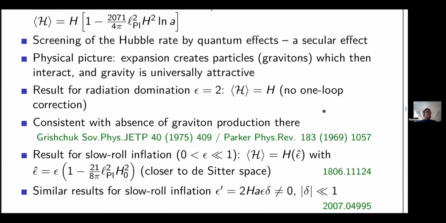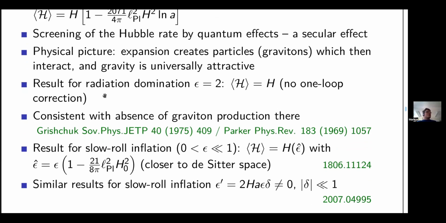There's another phase during the expansion of the universe, called radiation domination, which is epsilon equal to 2. In this case, there's no one-loop correction. And again, this is very physical because Soviets, Russians, and US Americans have known for a long time that in radiation domination there is no graviton production. So there's a special case where this physical picture doesn't apply, which is exactly this case. And again, the results fully agree with that. It's all very consistent.